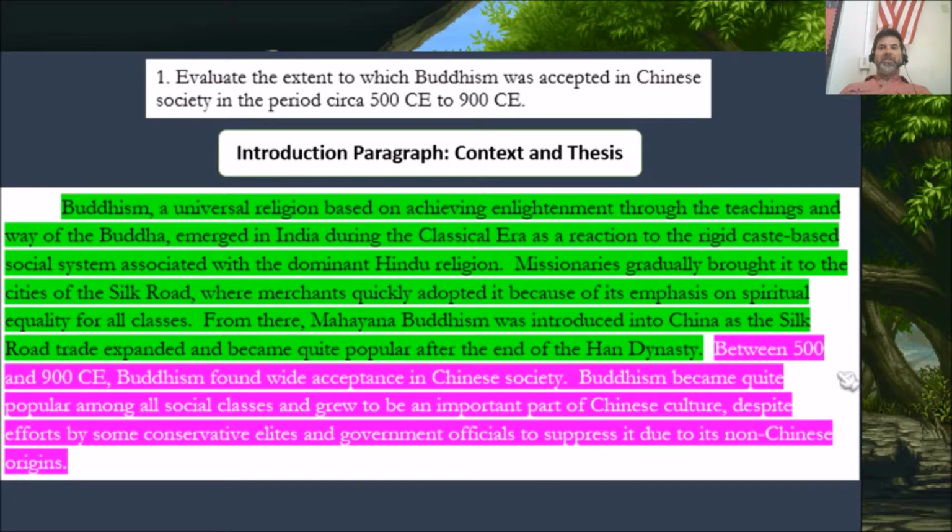So then your thesis statement is the last few sentences of the introduction, where you establish what the arguments are that you're going to make in response to the prompt. Now you can see I've color-coded.